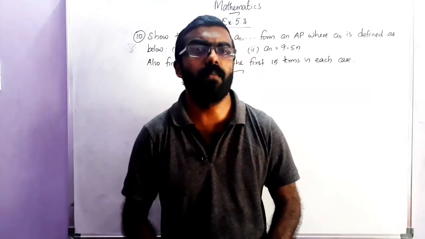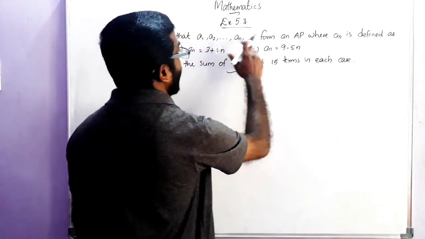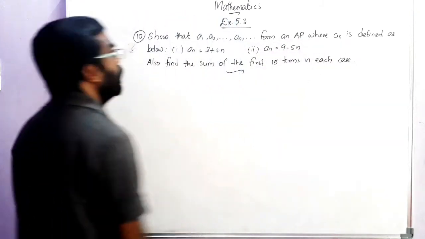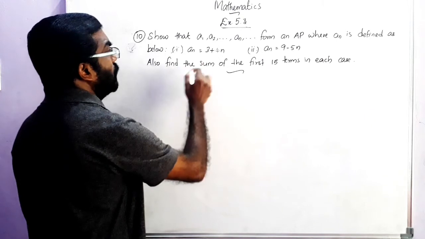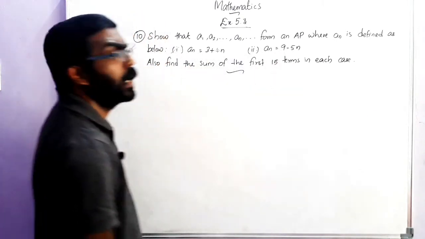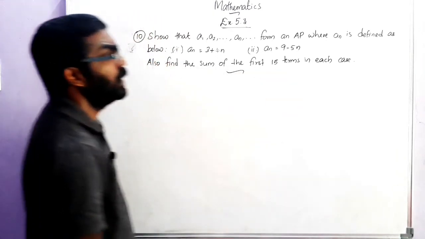Now we move on to question number 10. Show that a1, a2, etc., an, etc. form an AP where an is defined as below. First sub question, an is equal to 3 plus 4n and second one an is equal to 9 minus 5n. Also find the sum of the first 15 terms in each case.